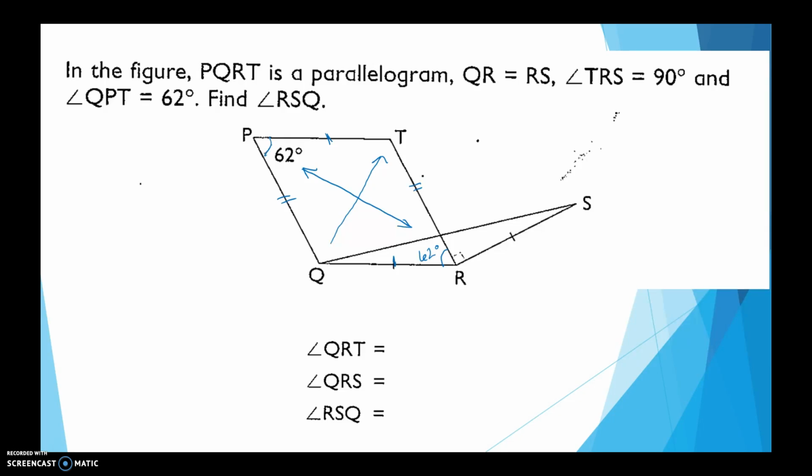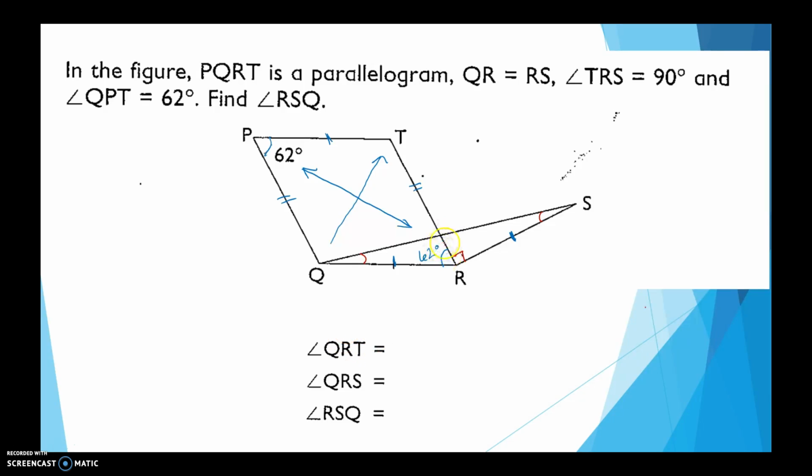QR equals RS. Okay, so this line equals this line. Well, that's convenient. That tells us that we have an isosceles triangle right there, and that those base angles are also going to be the same. So this angle is the same as that angle. Angle TRS equals 90 degrees, so that's this guy right here, and angle QPT equals 62 degrees. We want to find angle RSQ. So we want to find one of the base angles of that isosceles triangle. All right, no problem at all, right?